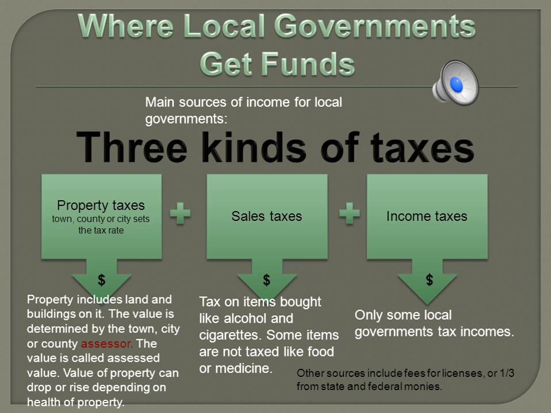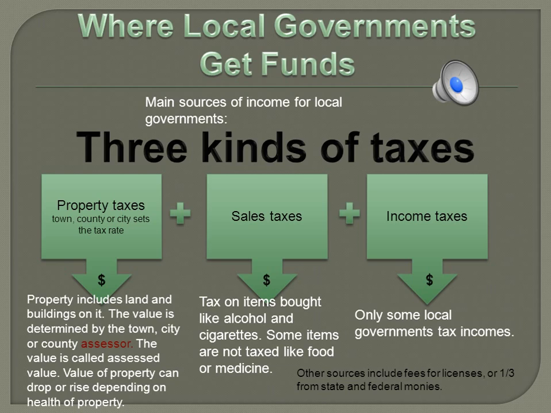And then income tax. Local governments get their money from other sources, and income tax is one. They'll tax how much you make. Sometimes they sell something called bonds to raise money for building projects. Much money is raised in fees for licenses. So if you get a vehicle, you have to pay for your license.